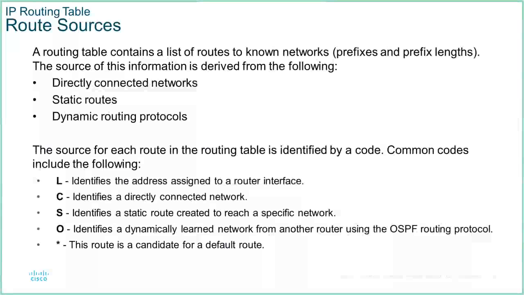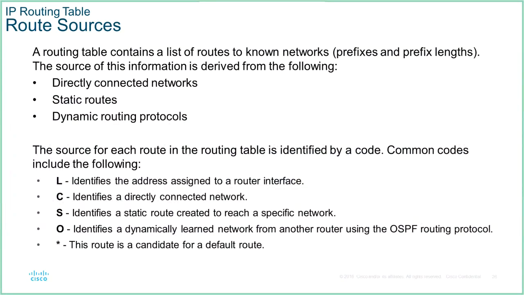So, how do we know how our little network table was put together? How can we tell whether it's a directly connected, static or dynamic routing network? So the source of this information is identified via a code. The most common codes that we'll look at are as follows.